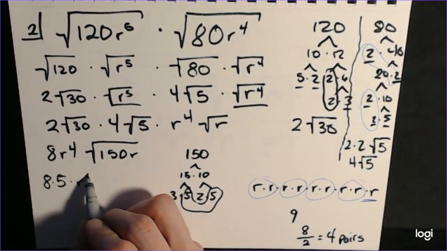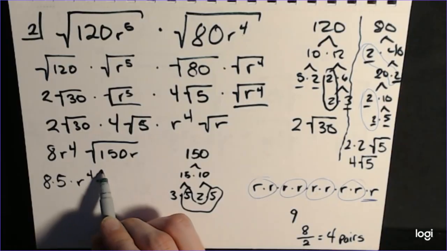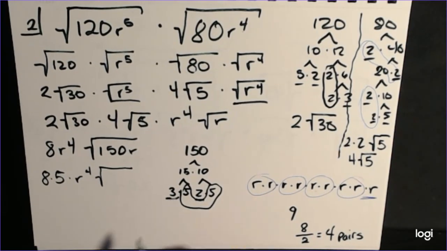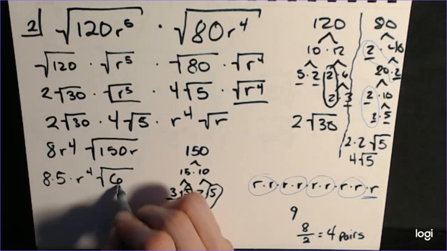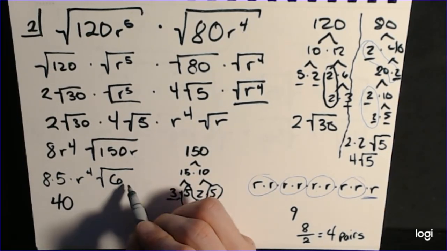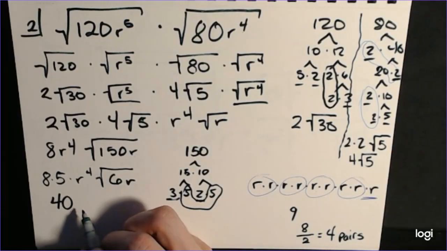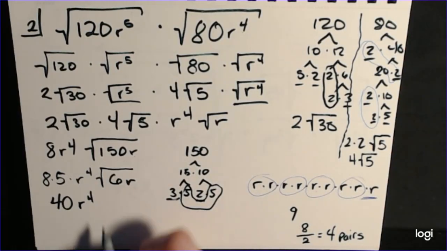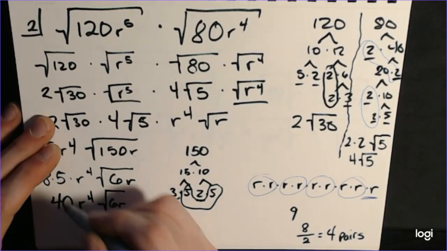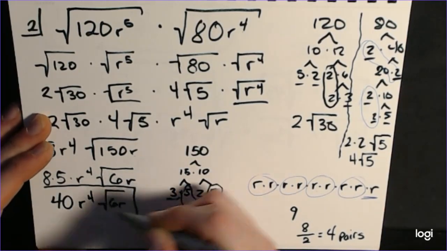times r to the 4th power times the square root of what's left over? We have that 2 and we have that 3. So 2 times 3 is 6. 8 times 5 here, we get 40. Oh, don't forget the r over here. I almost did. And then we have r to the 4th power times the square root of 6r. And we draw a box around it.